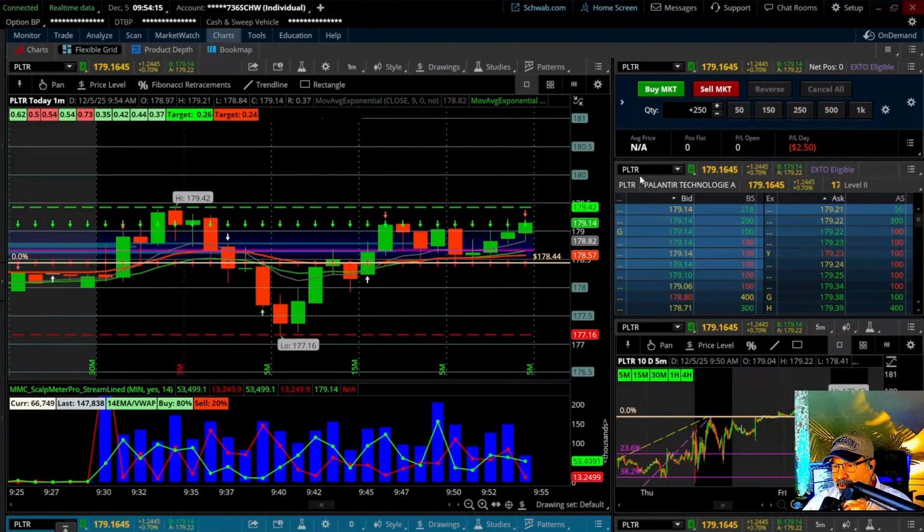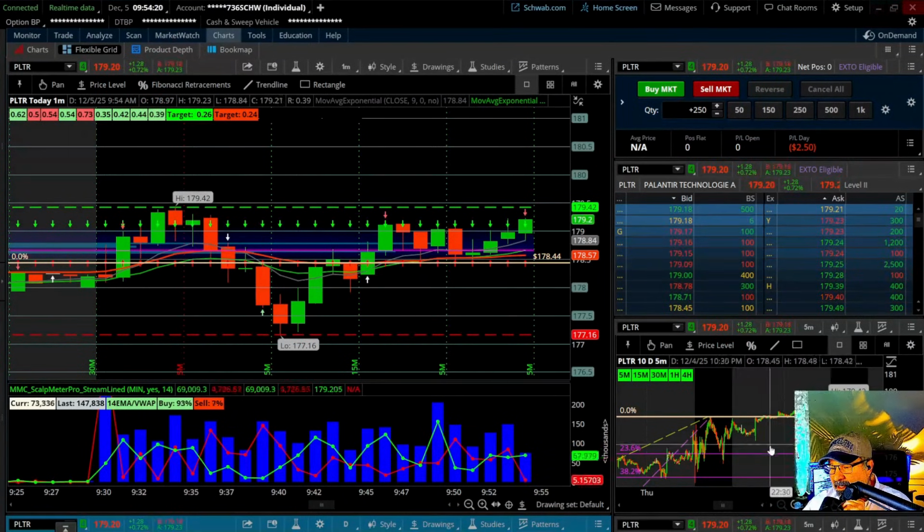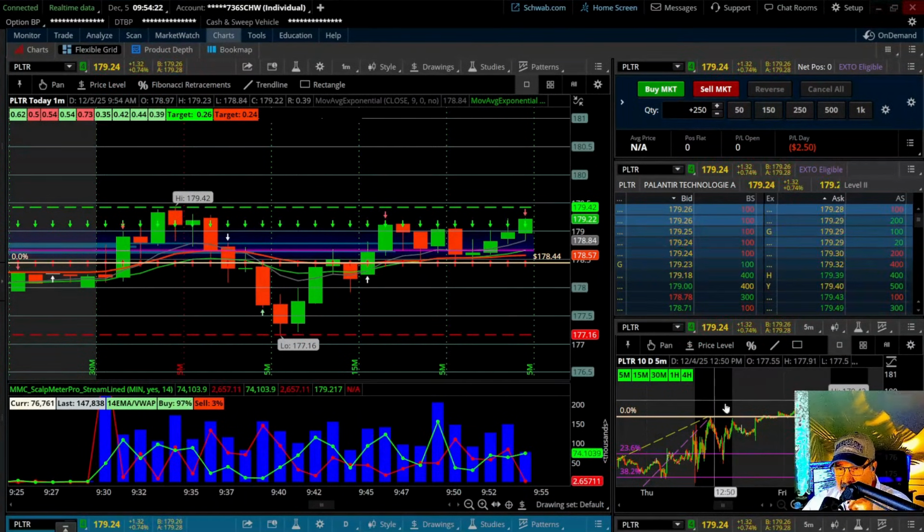This is the active trader. This is the level 2. This is a 5-minute chart on a 10-day, and this is a 5-minute chart on a 2-day. Why do we have that?